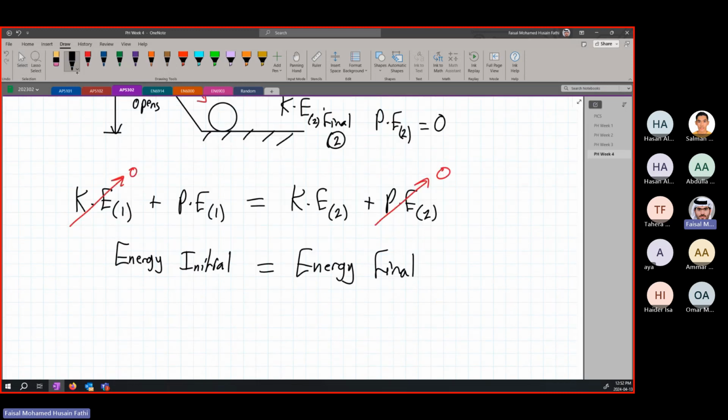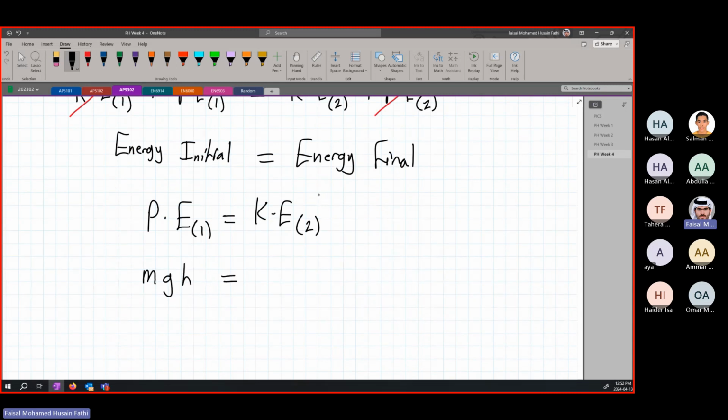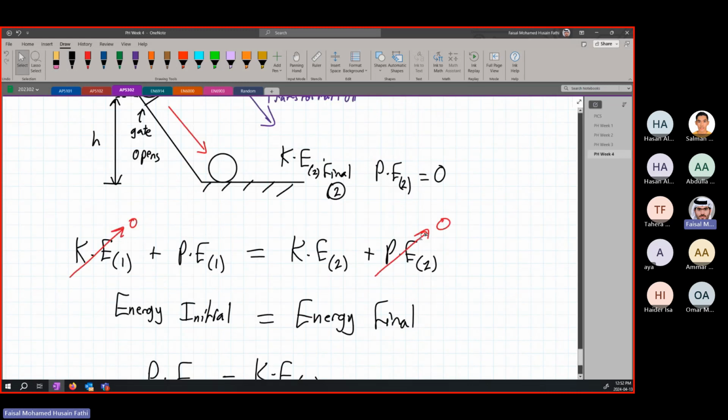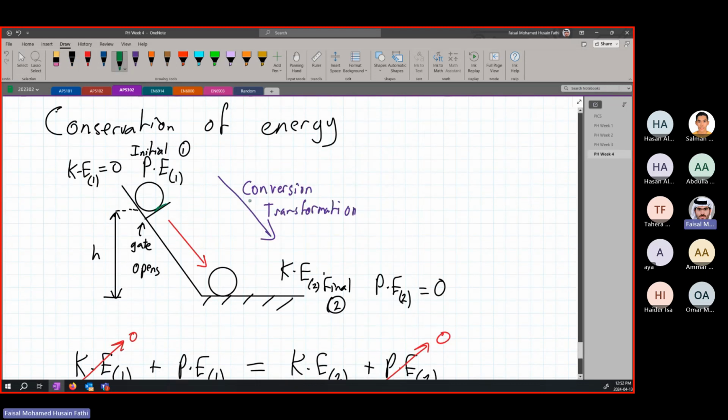So we know that here potential energy 1 is equal to kinetic energy 2. In other words, we know that potential energy mgh is going to be equal to the kinetic energy, which is half mv squared. If you notice here, since there's a gate, velocity 1 is equal to 0. But here, since there's movement, there's a velocity that is equal to a number. I don't know what the number is, but there's a random number. Let's say 5 meters per second.